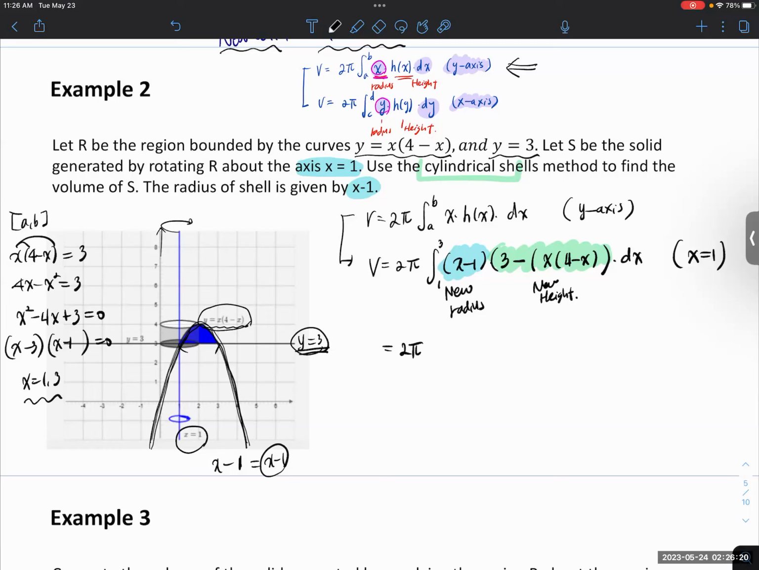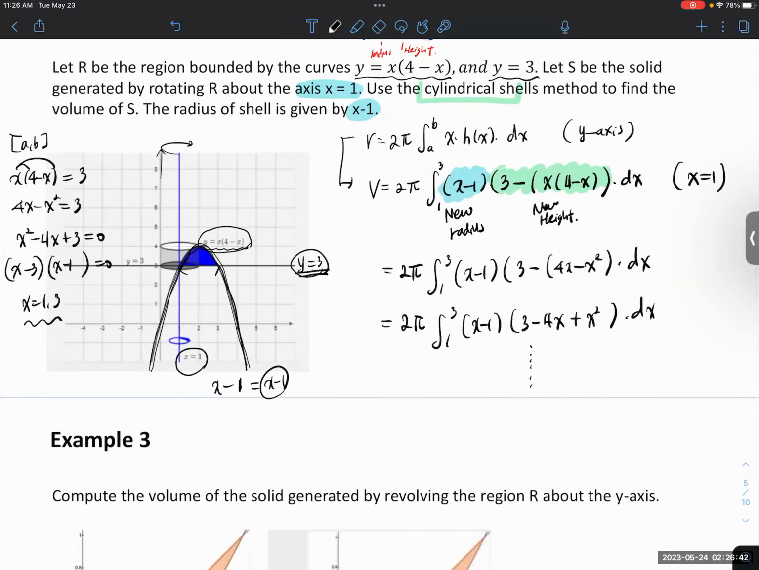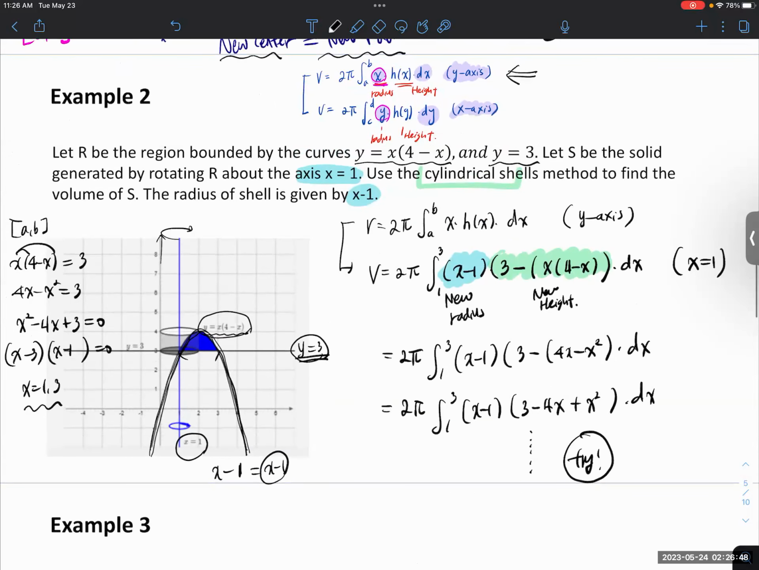Okay, and then from 1 to 3, you're gonna expand it: x minus 1, 3 minus 4x minus x squared dx, 2 pi, and then from 1 to 3, x minus 1, 3 minus 4x plus x squared dx. I'm not gonna finish, you're gonna finish the rest of the work. Okay, you're gonna finish the rest of the work, try. Because the integral part, you can try it.